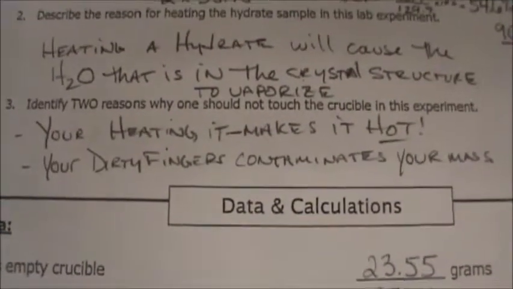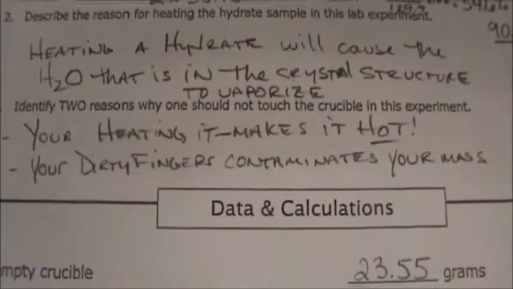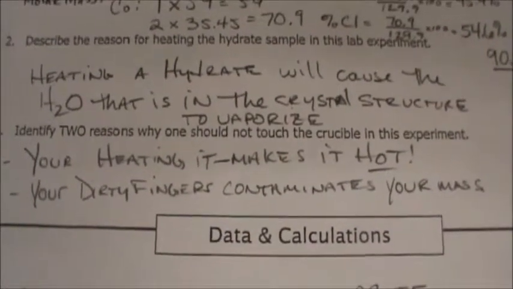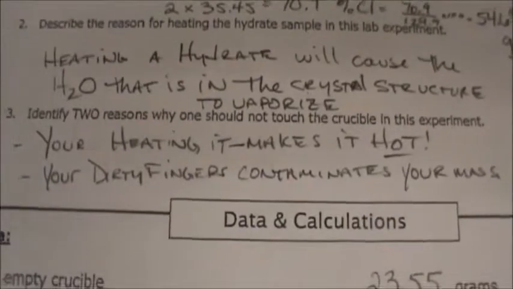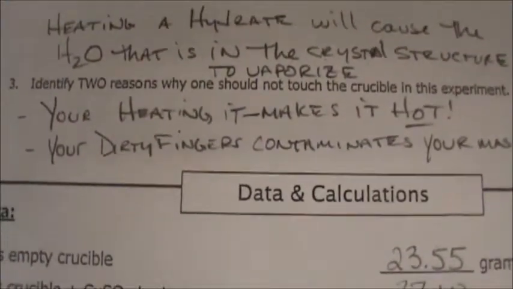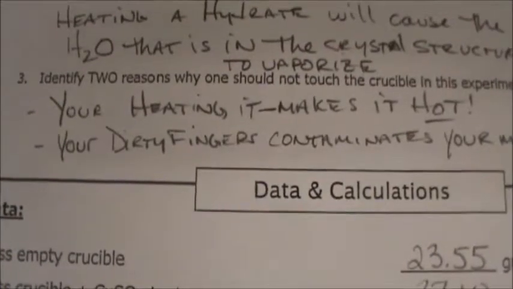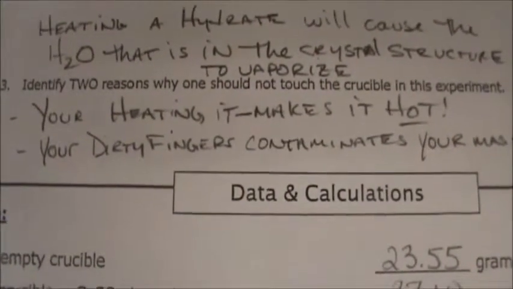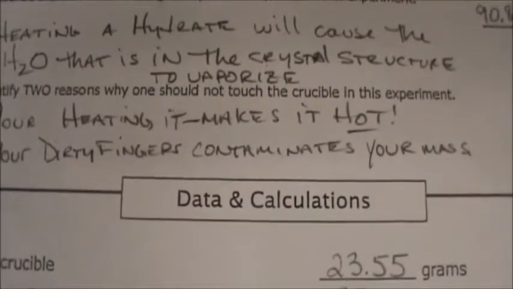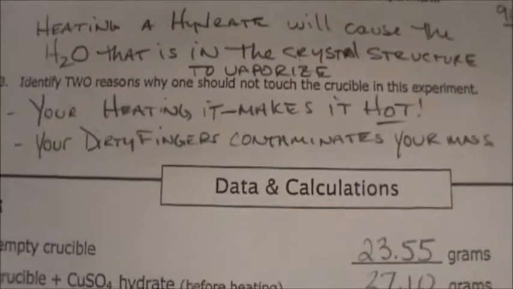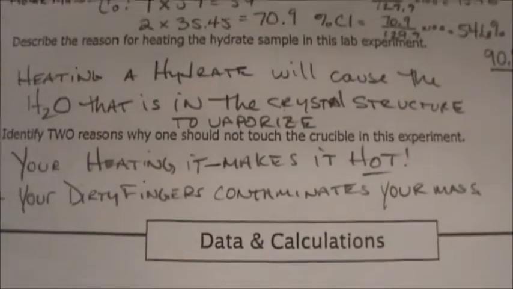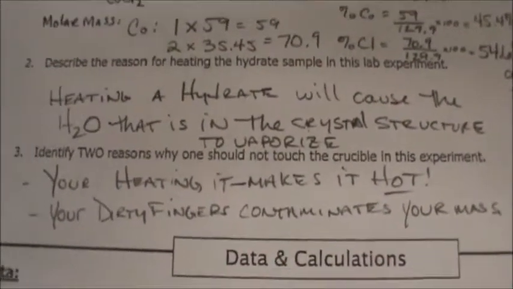The 2 reasons why we should never touch the crucible: the first one is that heating makes it hot, so don't touch it. You don't want to burn yourself. Crucibles will actually get very, very hot. You could get a 3rd-degree burn in a matter of seconds. The other reason is that if you touch your fingers onto a crucible, you're contaminating the crucible and adding mass to it. You don't want to add any mass to the crucible if you can help it, because it throws off your results.